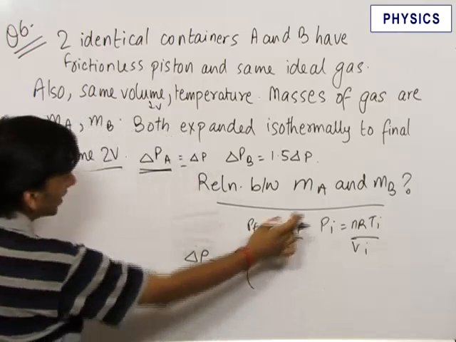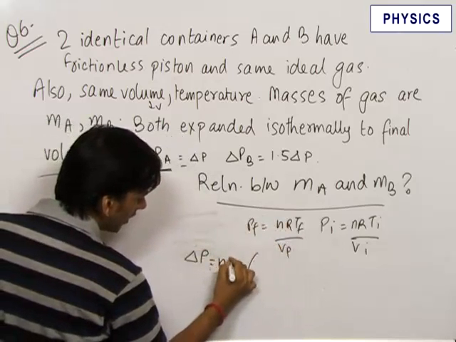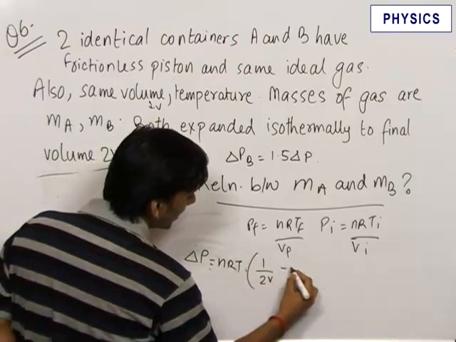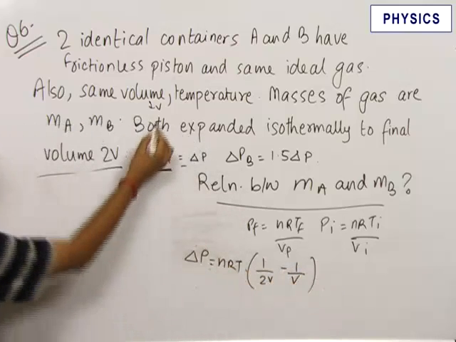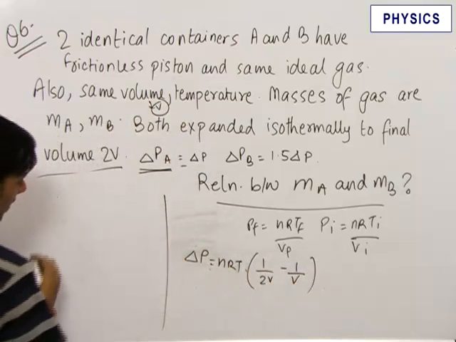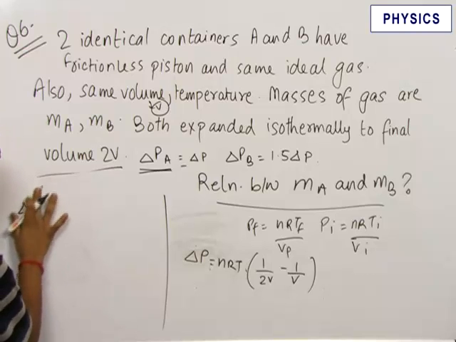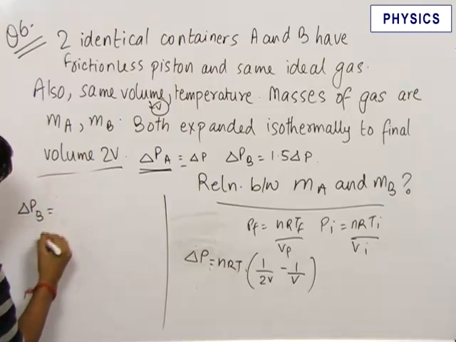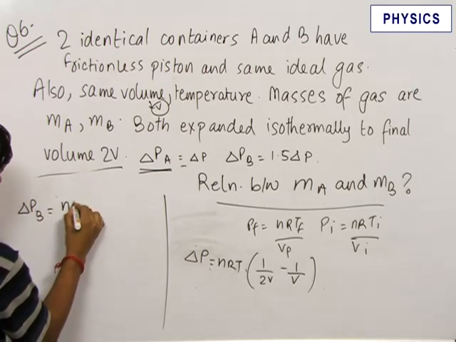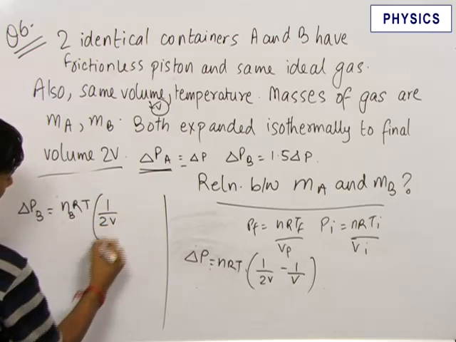Now the final temperature and the initial temperature are the same, therefore they can be taken to be T. Let us bring that out. It is equal to nRT times 1 upon V final, that is 2V, minus 1 upon V initial, that is given to be equal to V. Now for the second case, we have delta P dash, let us call this delta PB. This will come out to be equal to n in the second case, R into T, the temperature is the same, and this is again the same.